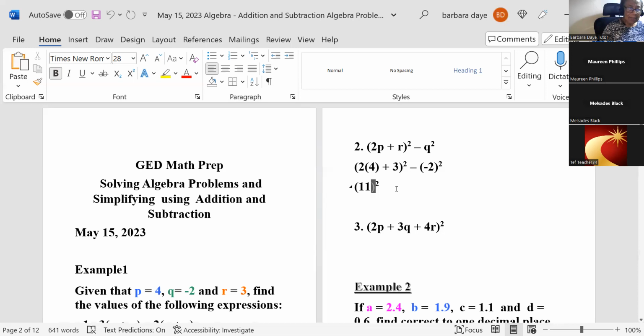R is a 3, right? P is a 4. So you substitute 4 for the P and 3 for the R. Now you multiply. 2 times 4 is 8 plus 3, and you get 11, right? Okay, then we go to the next one.